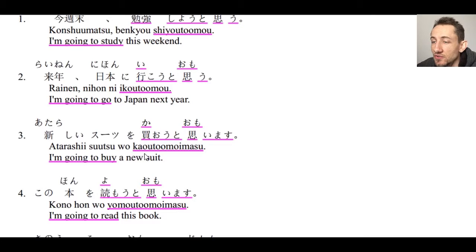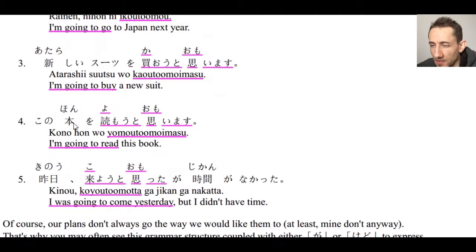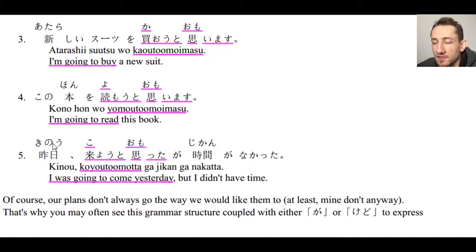Number 3, 新しいスーツを買おうと思います. So I'm going to buy a new suit. So suits is the katakana word for suit. 新しいスーツを買おうと思います. So please notice here we have to omou, and we just conjugated it to the mas form to be a little more polite. Number 4, この本を読もうと思います. So I'm going to read this book. And number 5, 昨日来ようと思ったが時間がなかった. So I was going to come yesterday, but I didn't have time.